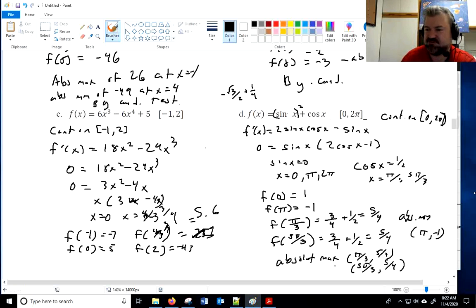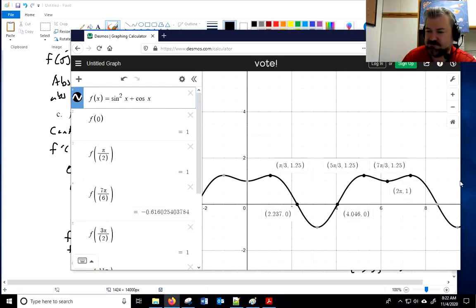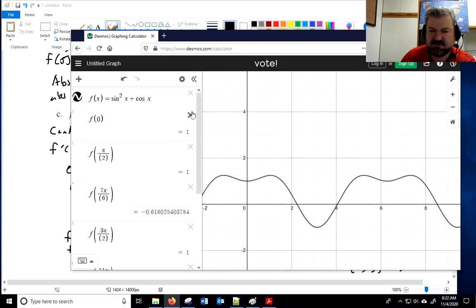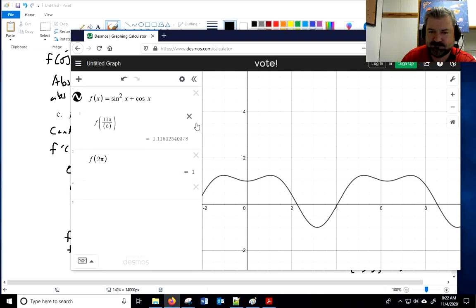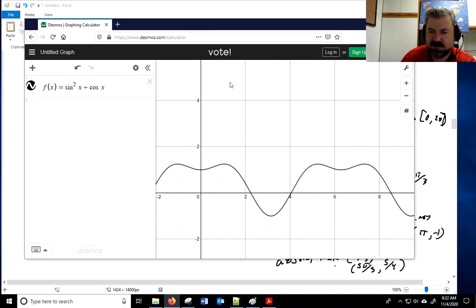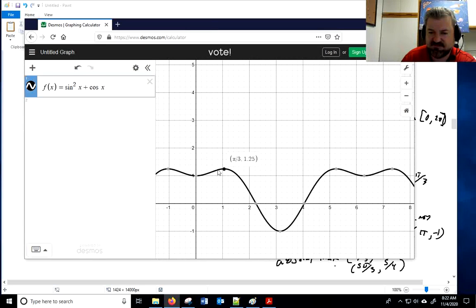And let's just briefly look at the graph. Okay. So I've got that graphed here. And we can see, let's see, here we have, there's that max, there's that max. We got a min at pi negative 1.